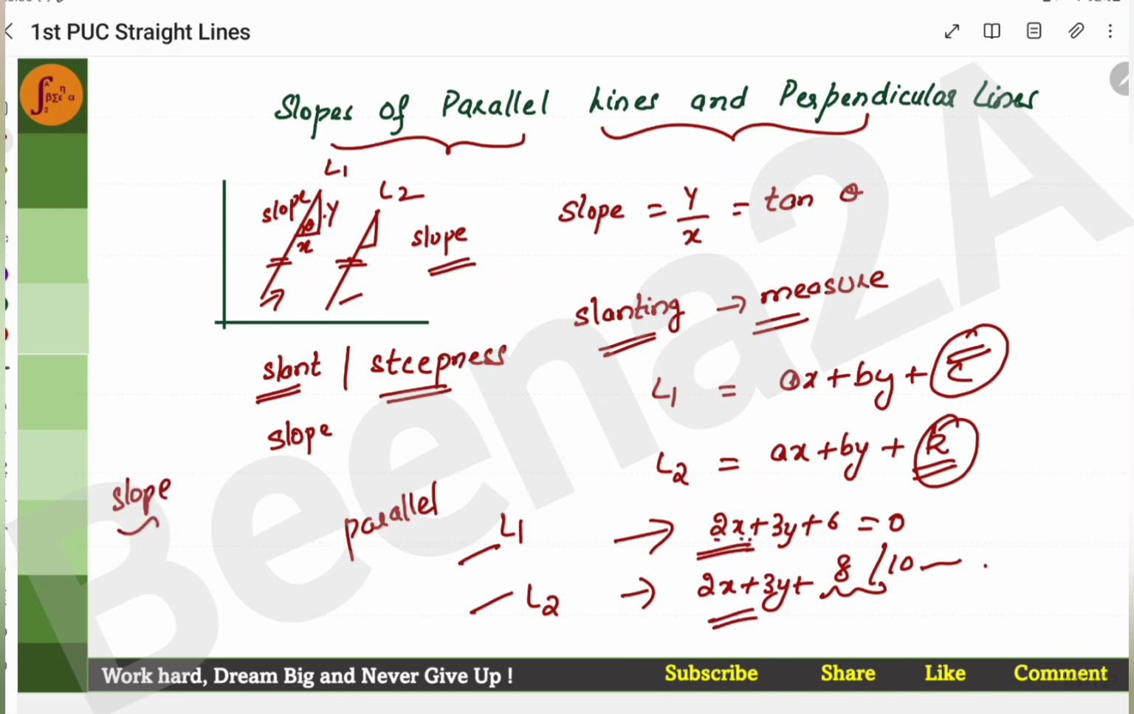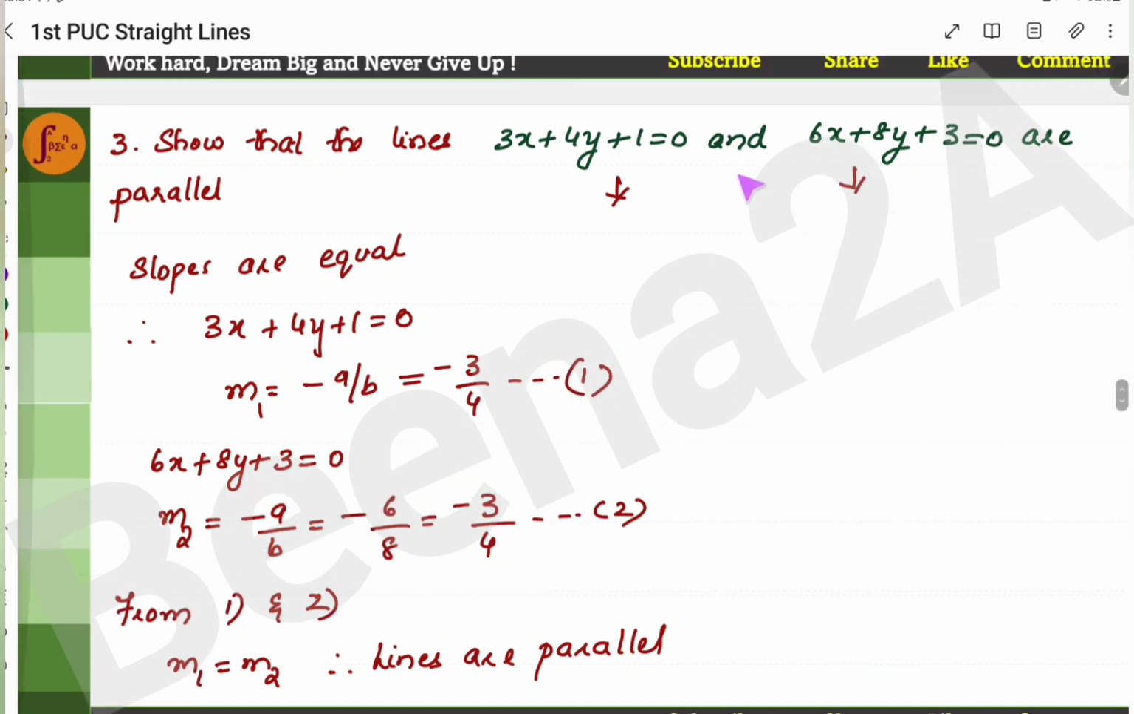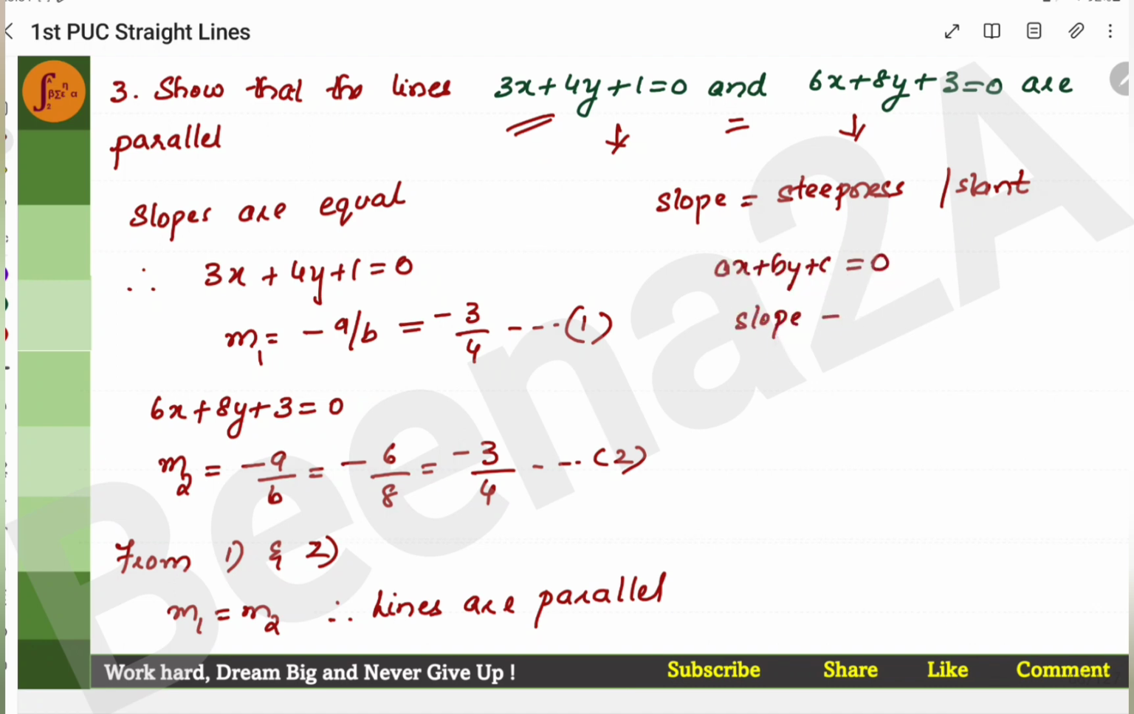We'll take a few examples and find out. We'll take this example: show that these two lines are parallel. So we'll take the slope of each line; they should be equal. What is slope? Like I said, it is nothing but steepness or amount of slant. Now, how to find the slope of this? This is of the form ax plus by plus c is equal to 0. What is the slope for this? Nothing but minus a by b. Correct? Minus a by b.